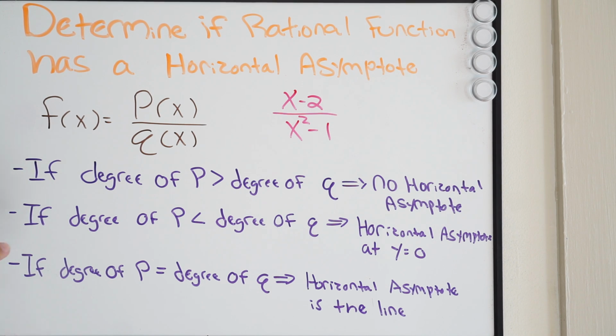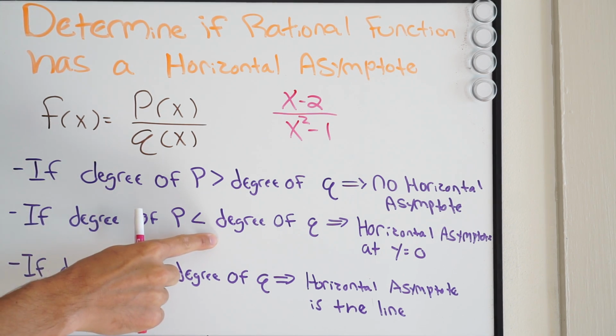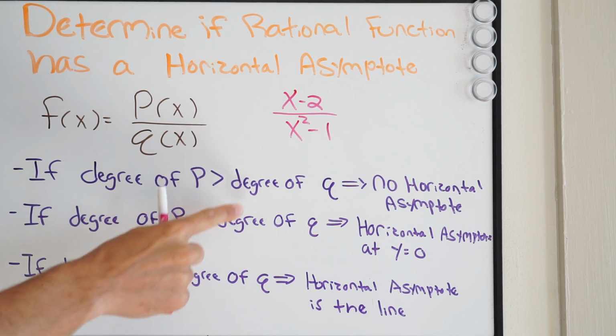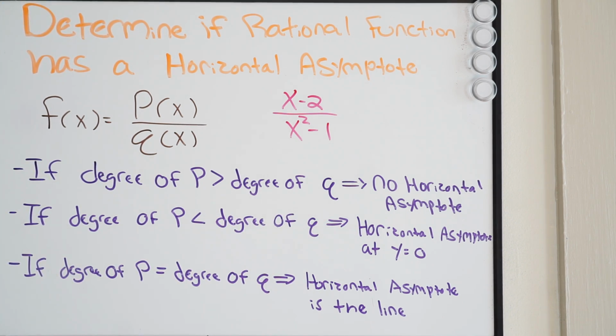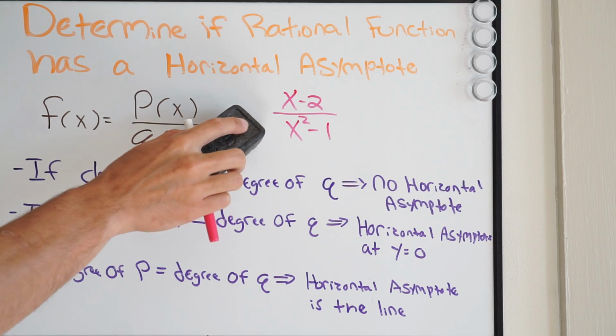So if that occurs, it says if degree of p is less than degree of q, horizontal asymptote at y equals 0. So that tells me when I graph this, I'm going to have a horizontal asymptote at y equals 0. So I'll have a horizontal dashed line at y equals 0. That is where the horizontal asymptote is occurring in this problem. All right, let's look at one more.